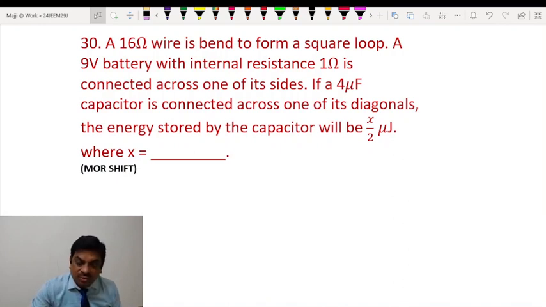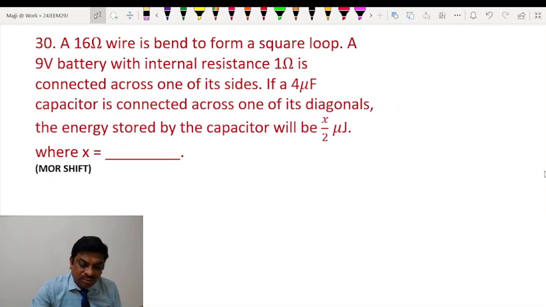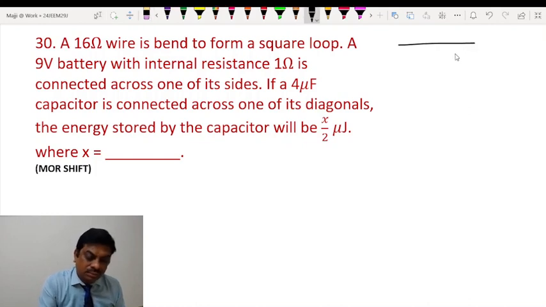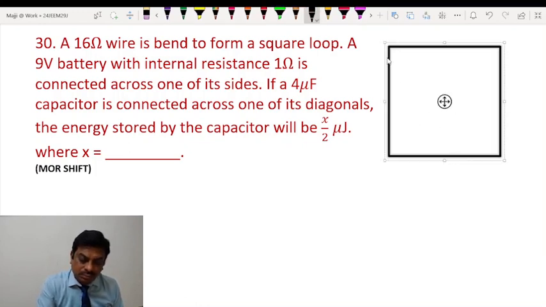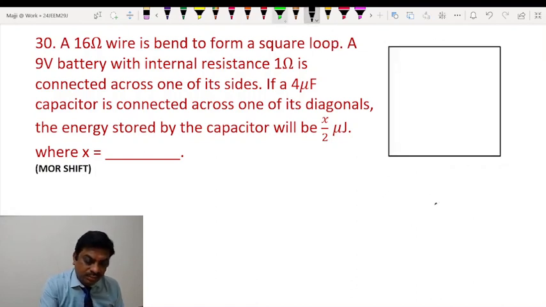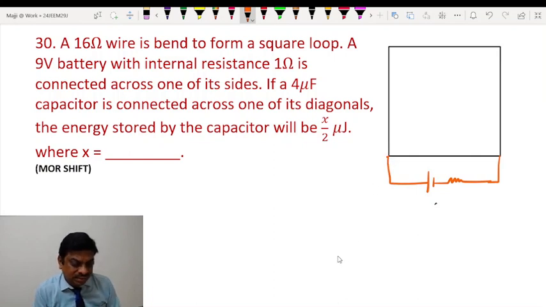Okay, so I'll draw the diagram, students. If I draw the diagram, probably you will be able to understand this. So this is a square loop. Then a cell is connected here, with an internal resistance, across any two adjacent sides.